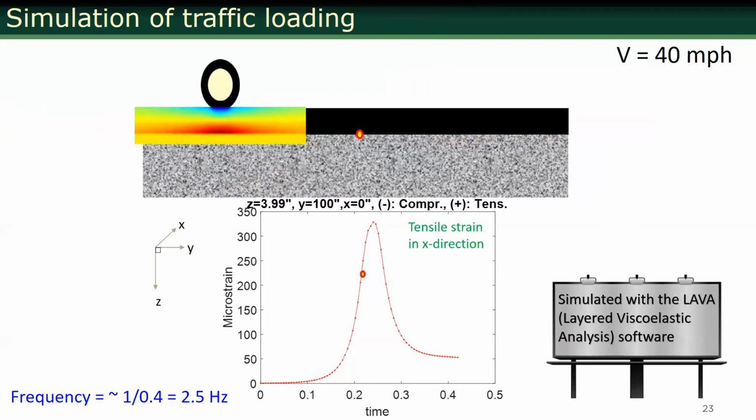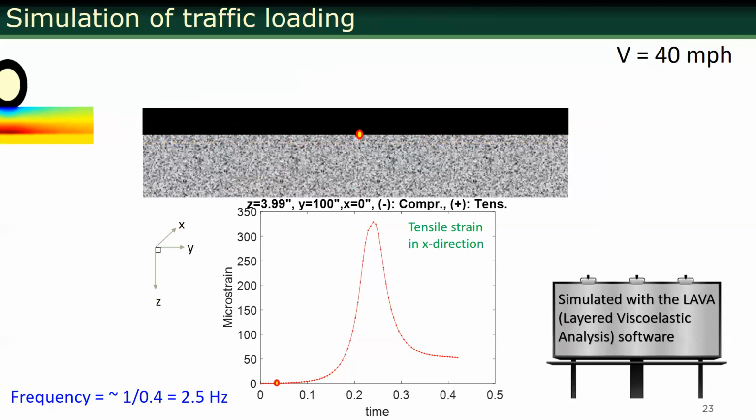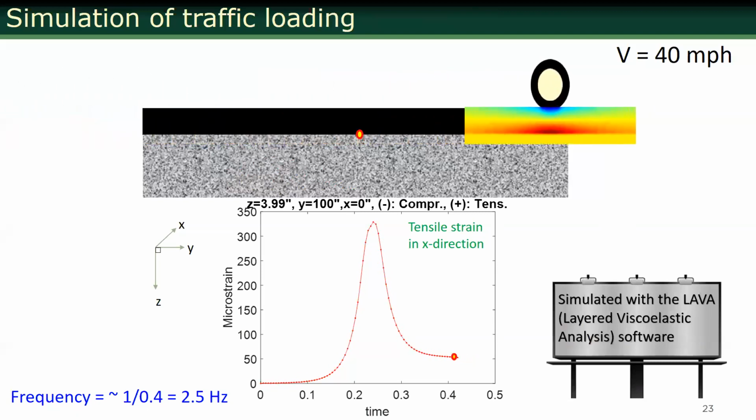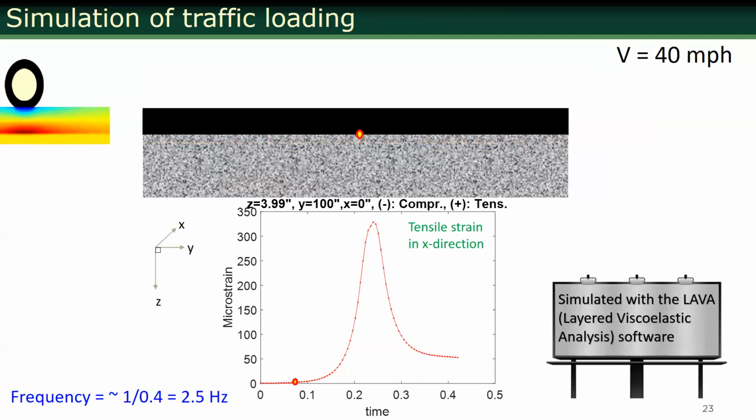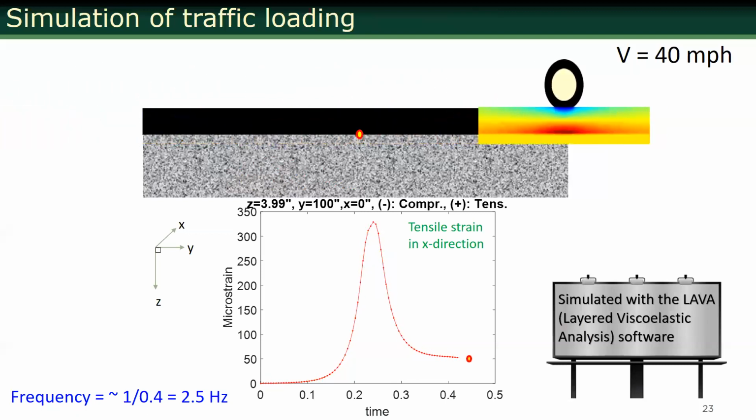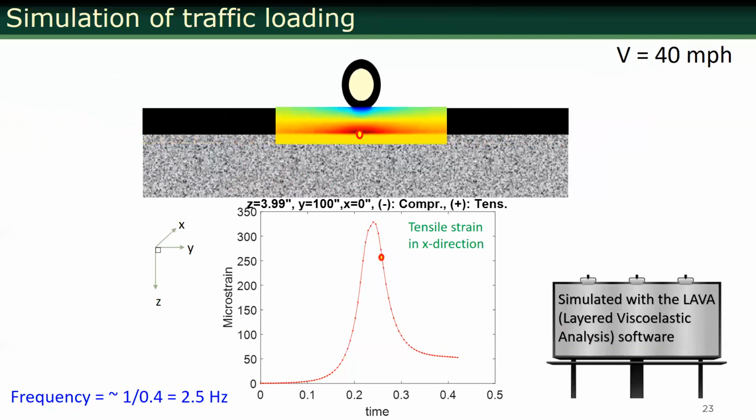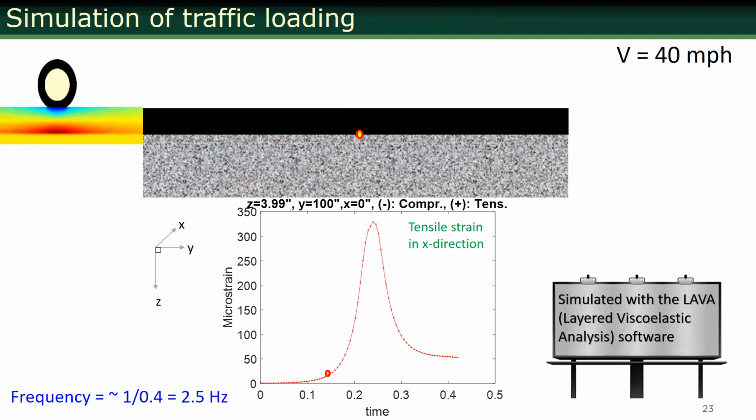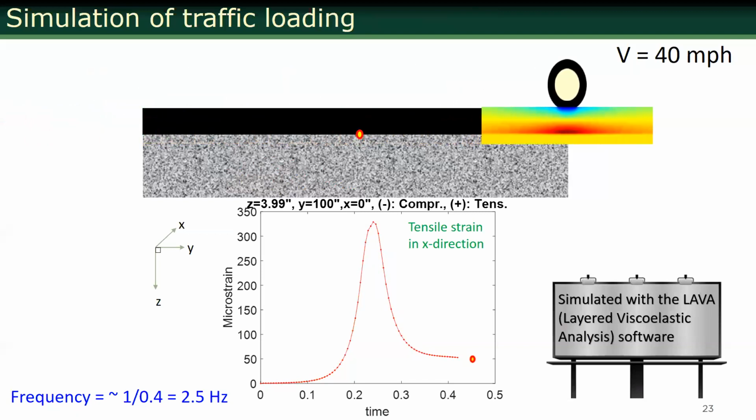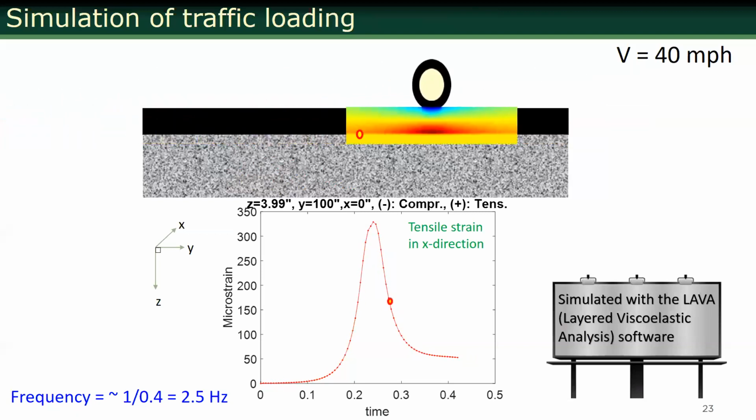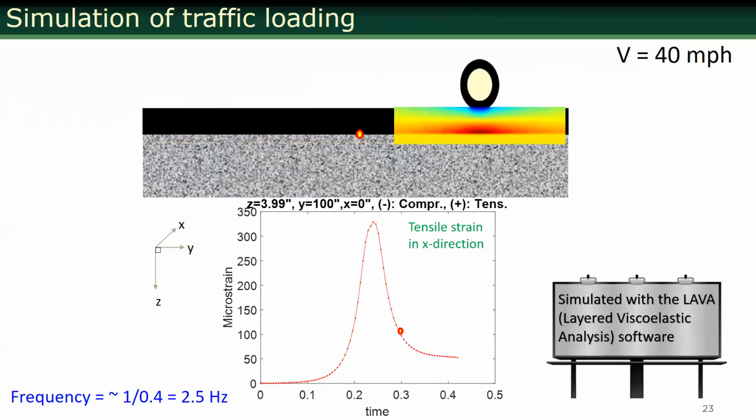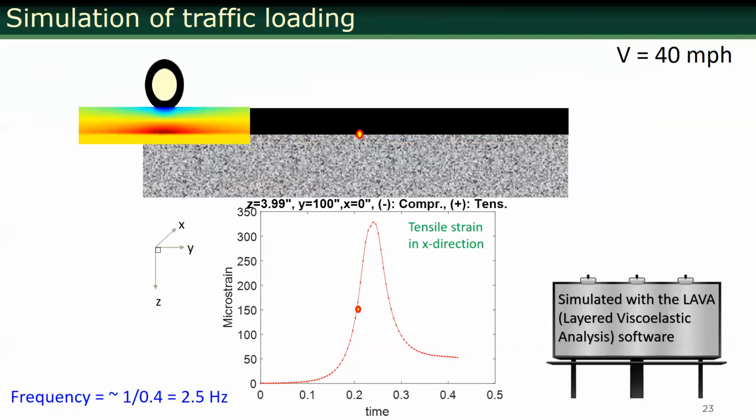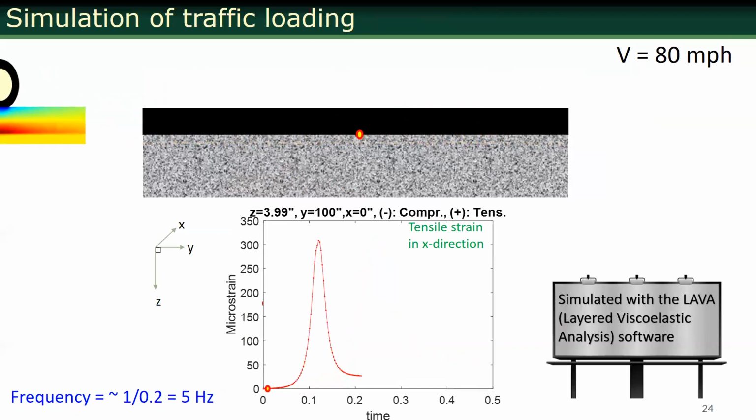Now, we define frequency approximately. This is not the most accurate, but if you look at this, the total duration of the pulse is approximately 0.4 seconds, and the frequency definition is 1 over 0.4. 1 over seconds is your hertz, so it's 2.5 hertz. So this is a 2.5 hertz load. This particular point feels 2.5 hertz of load.